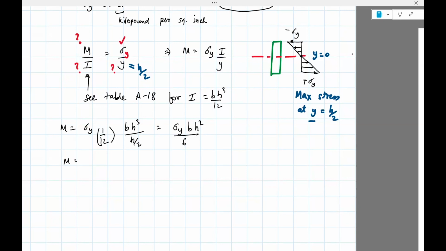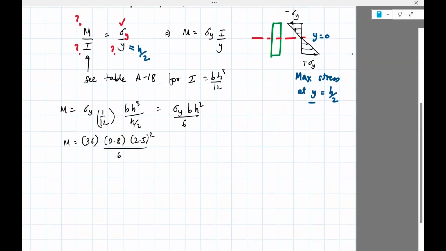So sigma y is 36. B is 0.8. H is 2.5 squared divided by 6. From this, we get M equals 30 kip-inch. Okay, that was sort of the starter.